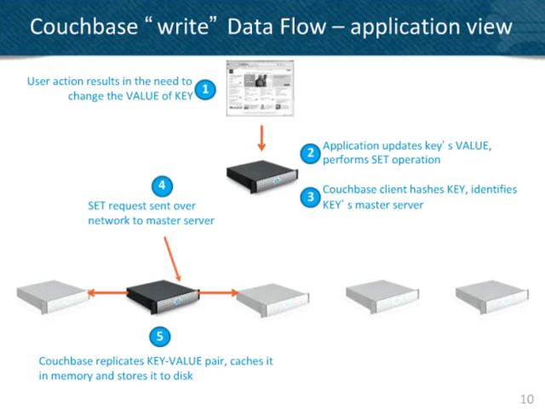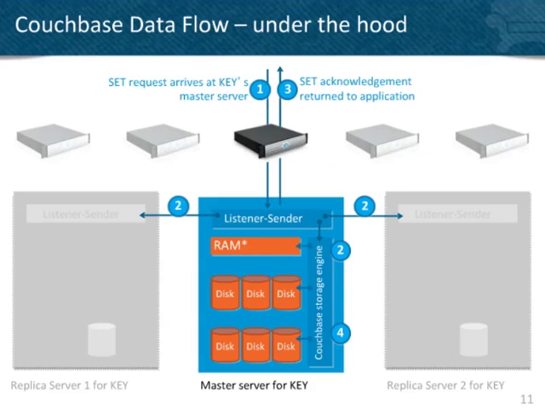So, the data flow is pretty straightforward. When you're using the client libraries, you set the value for a key, and the client library is going to hash it to the appropriate server. The server is going to receive that key with the value, and the Couchbase server really takes care of persisting that key value pair. It's going to take care of replication, it's going to take care of persistence, and so on.